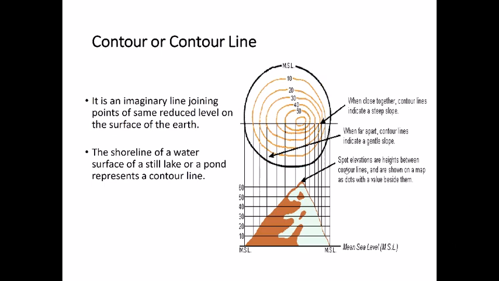So the contour line not only tells you how the topography changes, but also tells you how abruptly or how slowly the slope is changing. It is an imaginary line joining points of the same reduced level on the surface of the earth. And yeah, so we've discussed what's written over here.